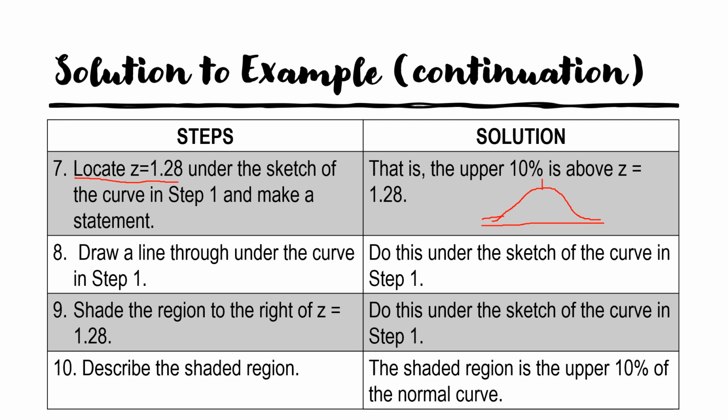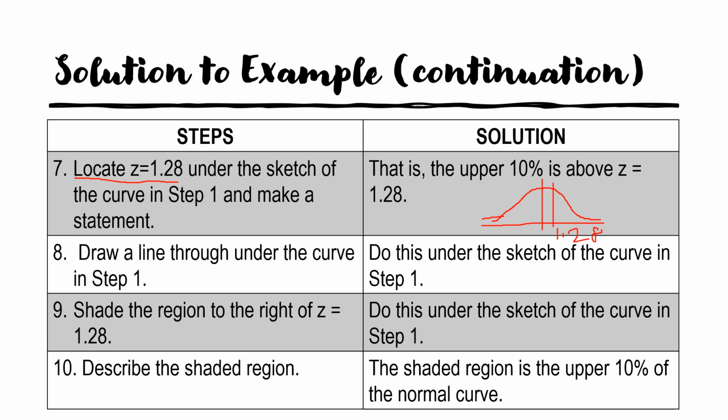If this is your mean, your positive 1.28 will fall here. So that will be your 1.28. Draw a line under the curve in step number 1. So we draw a line under your normal curve.